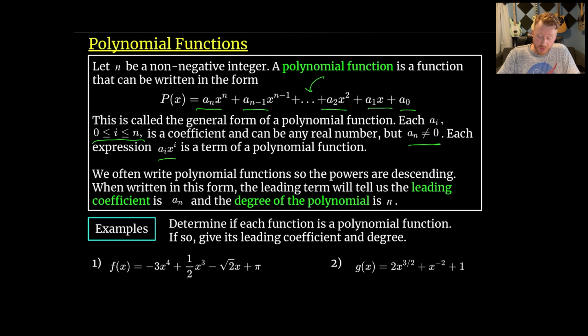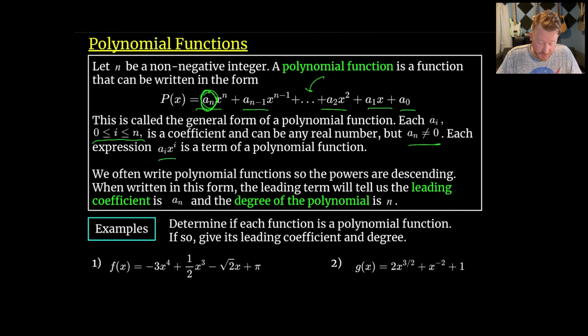We often write polynomial functions so the powers are descending. When written in this form, the leading term will tell us the leading coefficient is a sub n. So looking back to the example up here, a sub n is the coefficient attached to the largest power, and that would be the leading coefficient, and then the degree of the polynomial would be n. And we'll see coming up here that if we want to know the end behavior of polynomials, it is very similar to what we saw for the power function.